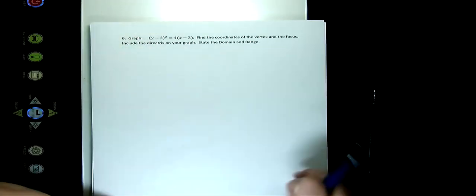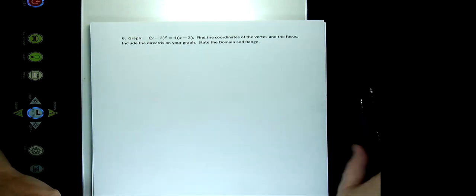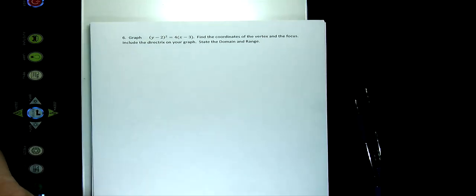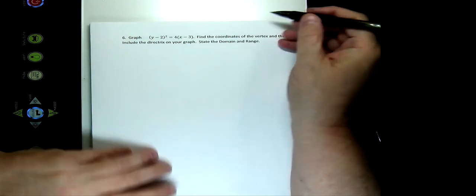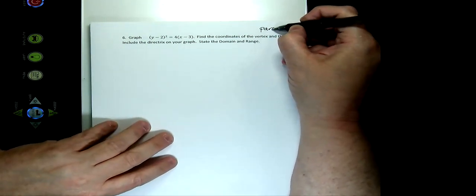Graph, number 9, not 9. Graph y minus 2 squared equals 4 times x minus 3. Find the coordinates of the vertex and the focus. Include the directrix on your graph. State the domain and range. Well, vertex and focus and directrix are telling me this is a parabola.